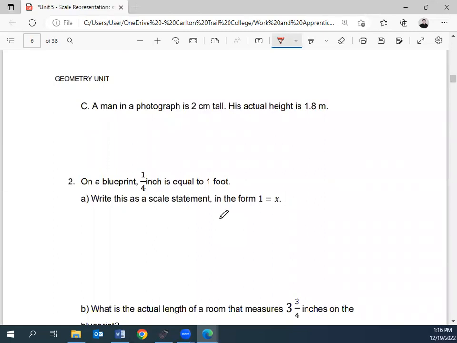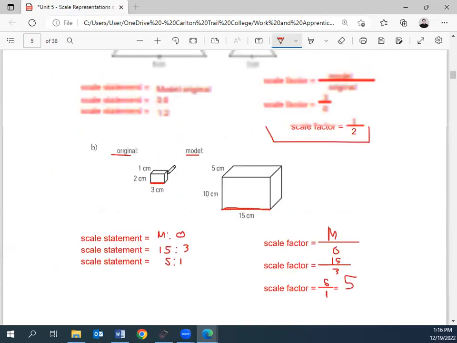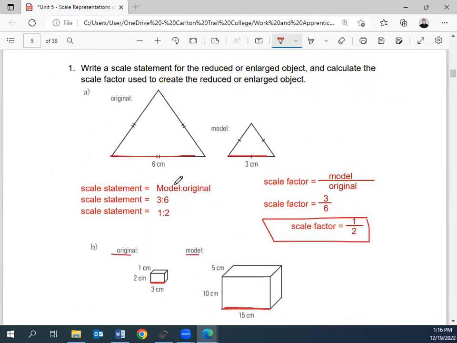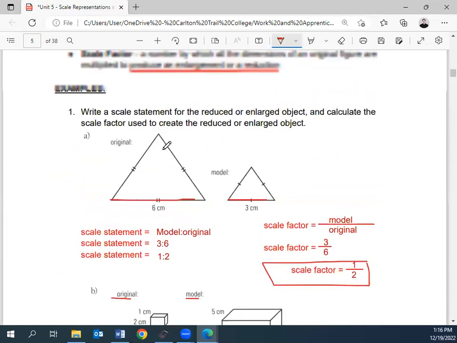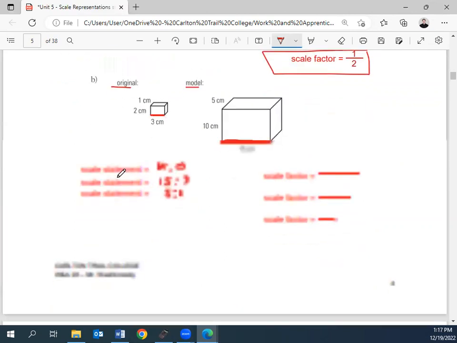So let's work on question C here. Before I start with anything, I know I'm working with scaling. It's a what to what? What was the first thing we put at the very start of every single question? Close. You're on the right track. It's model to original, right? It's always model to original. So we want to write a scale statement and then do the scale factor. We're doing two things with each one of these questions.